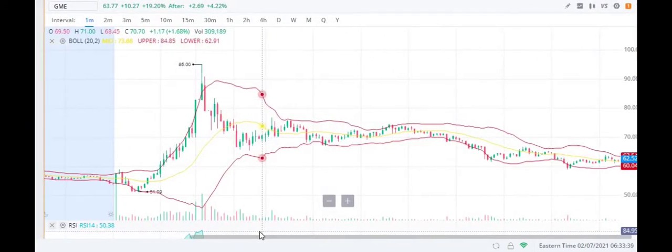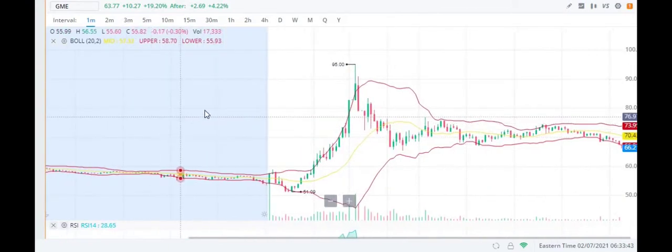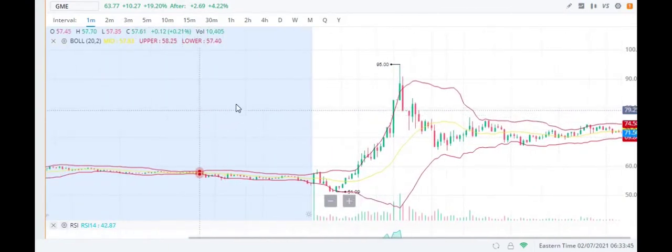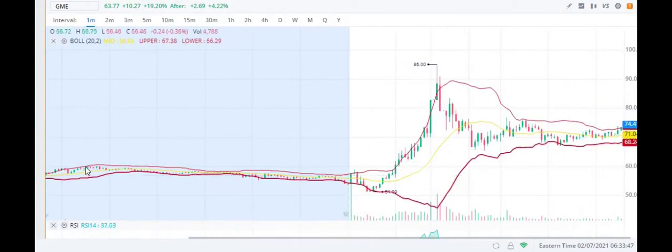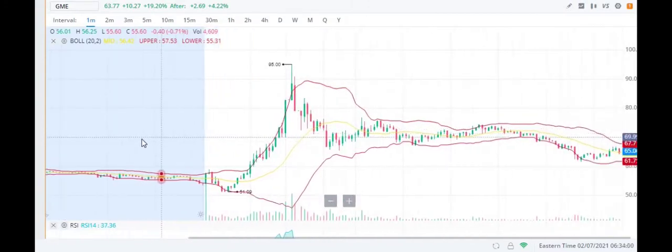Alright, so the market closed, or the pre-market, you can see it's very narrow trading. See how the bands are so close together? That means there's not a lot of movement in the stock. Stagnant, consolidating, whatever you want to call it. It means it's holding to the simple moving average. There's not a lot of momentum in either direction.